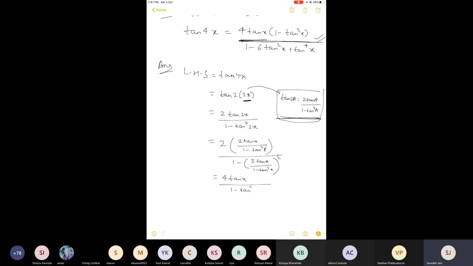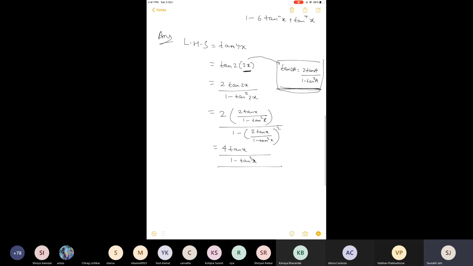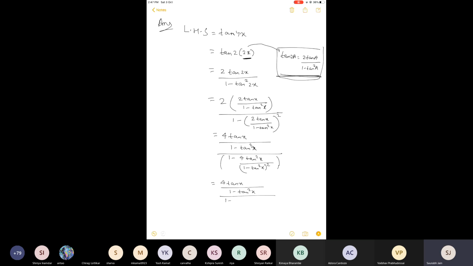1 minus tan square. In the denominator you will take the LCM. Okay, let me square them first. So the square of 2 tan x is 4 tan square x, and here it will be 1 minus tan square x whole square. So now we will take the LCM in the denominator. It will take a few more steps. So if we take the LCM here, then 1 minus tan square x whole square minus 4 tan square x upon 1 minus tan square x whole square.